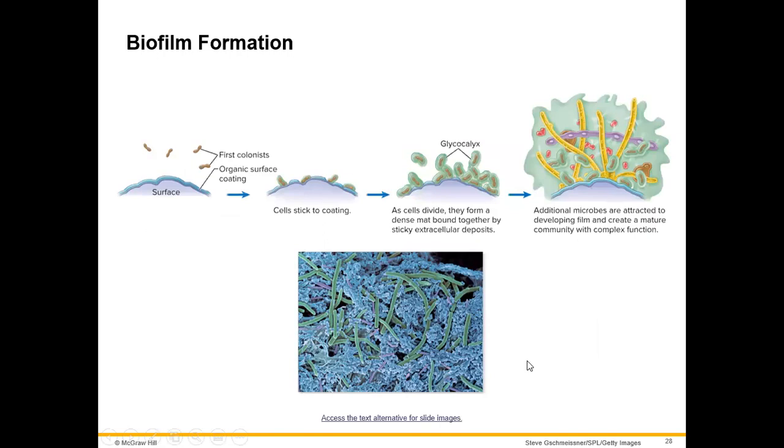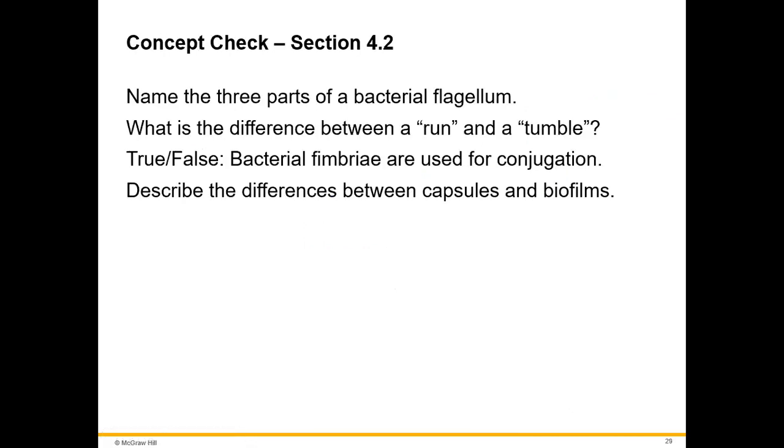Biofilm formation starts first when some bacteria colonize the surface. They stick to the surface. As they divide, they start making the glycocalyx. Additional bacteria can become attached and create a mature community with complex function. So you can see why this is a big problem in dentistry. These biofilms, this is why you've got to get the plaque off your teeth, because the bacteria can just keep growing and cause disease.